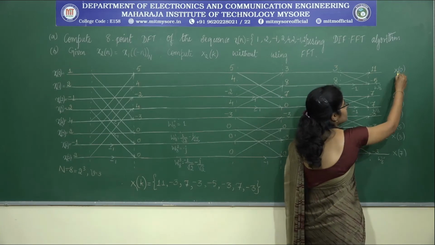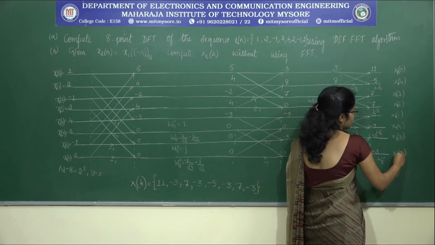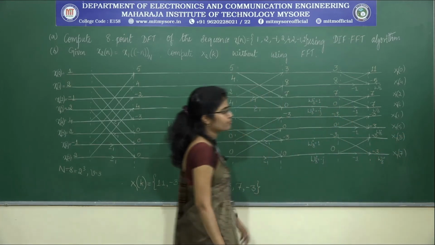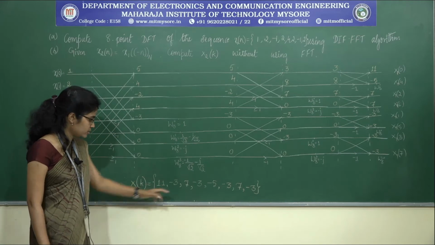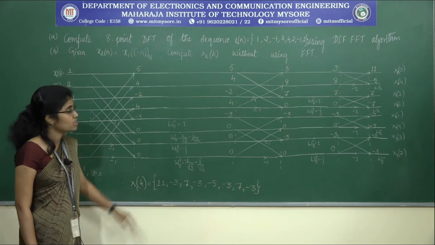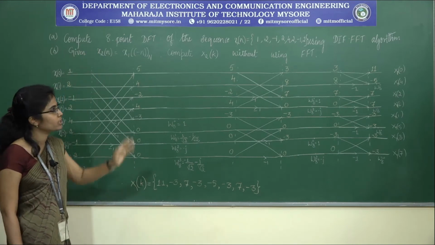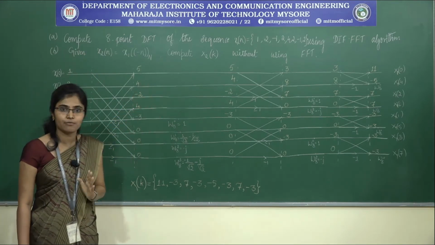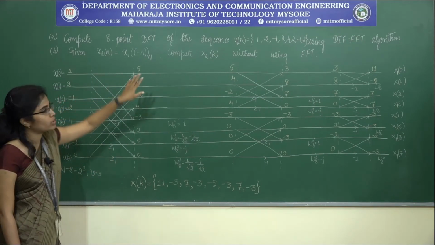So, all this becomes x1 of 0, x1 of 4, x1 of 2, x1 of 6, x1 of 1, x1 of 5, x1 of 3 and x1 of 7. The same values I have tabulated here, which gives us x1 of k. So, this is the solution for the first question, that is to compute the 8-point DFT for the given sequence using the DIFFT algorithm.